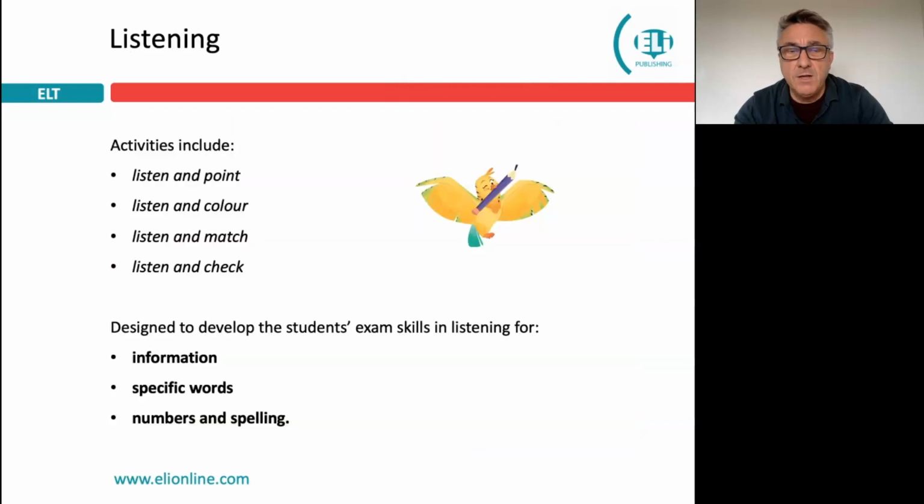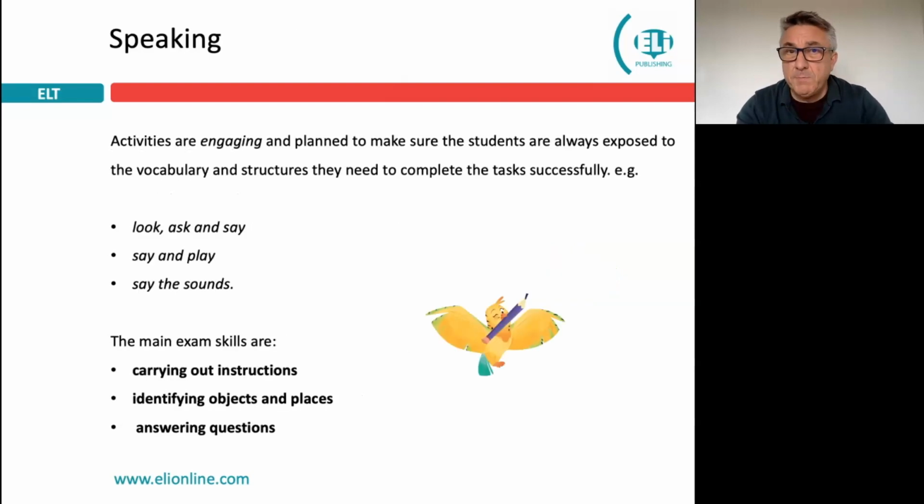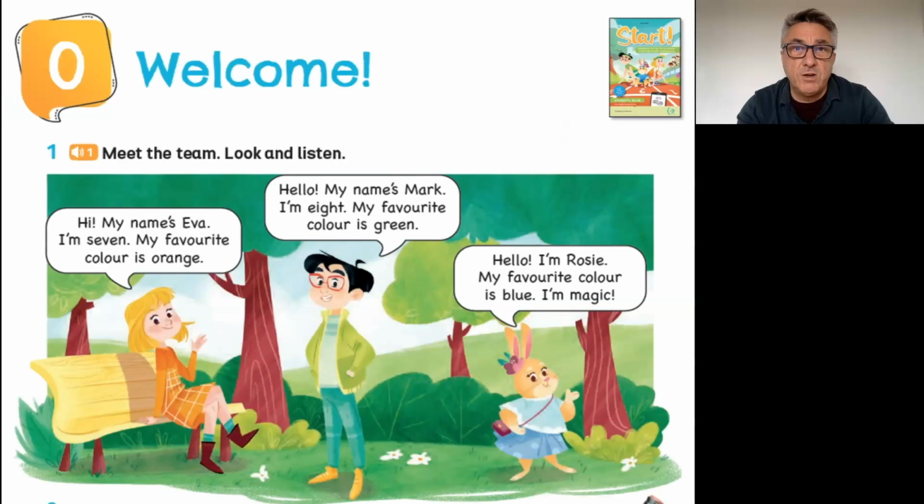Looking at some of the skills now, this will just list some of the task types that you'll see throughout the pages, which we'll look at in a moment. You can see them there, and the listening here is designed to get the students to listen for information, specific words and numbers and spelling. And in reading and writing there, you can see the task types. And here we want them to recognize vocabulary and do some reading and writing about a text, and obviously look at the spelling of words. And in the speaking, here are the tasks at play. And we want them to carry out instructions, identify objects, answer questions, and it's all aligned to the different levels of the Cambridge Young Learners exam.